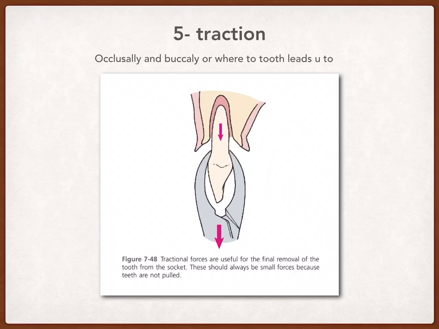So you should feel the tactile sensation of where the tooth leads you during its extraction, and follow that sensation and follow the movement of the tooth and extract it accordingly. But in general, the traction procedure and final extraction of the tooth is done occlusally and buccally.